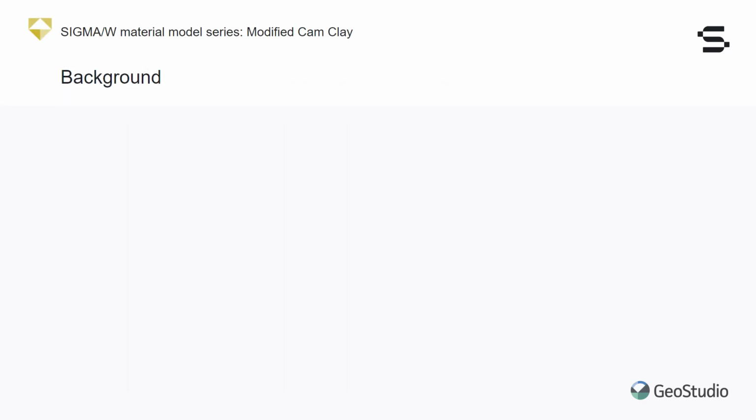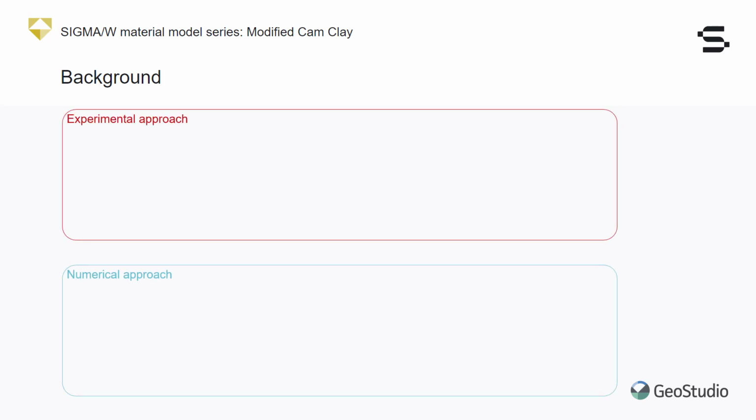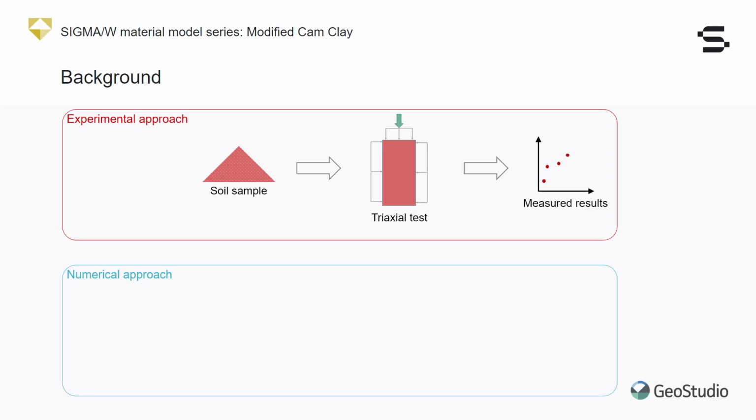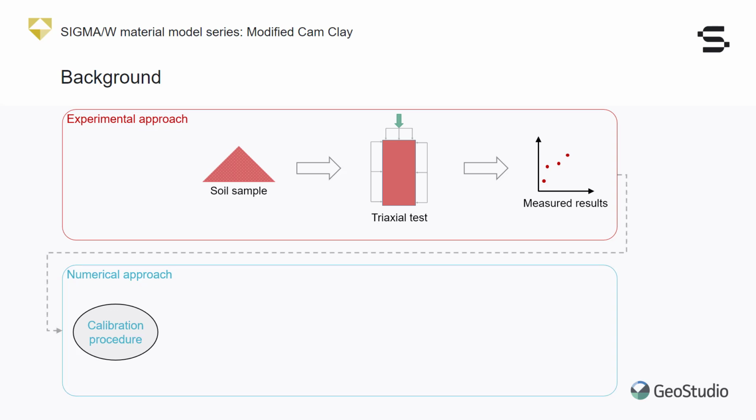To begin this webinar, let us consider a soil element using both the experimental approach and a numerical approach. In an experimental approach, there's a real soil sample that is used, for example, to conduct a triaxial test. The responses of this soil sample are measured in the laboratory and the soil behavior can be studied accordingly. In the numerical approach, on the other hand, it is necessary to perform a calibration process for the constitutive model as the first step of numerical modeling. The measured results from the soil sample are required at this step.